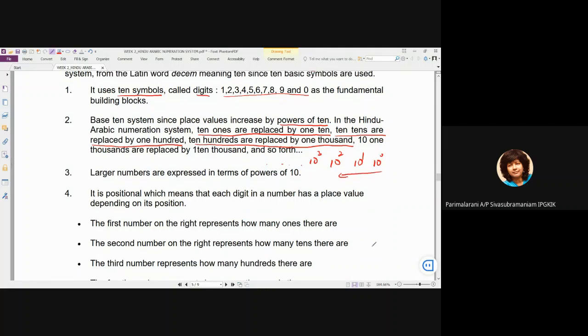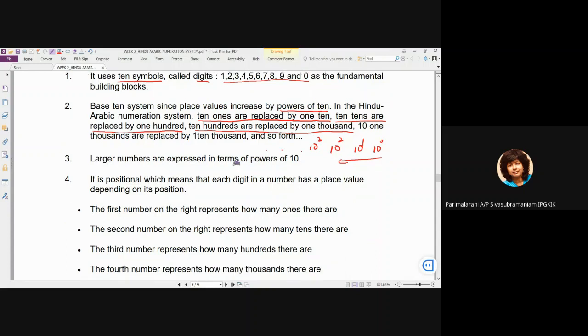Large numbers can be expressed in terms of powers of 10. For example, we want to say 3 times 10 to the power of 20. The number is very large, so we express it as 10 to the power of something. Our system is positional, which means that each digit in a number has a place value.